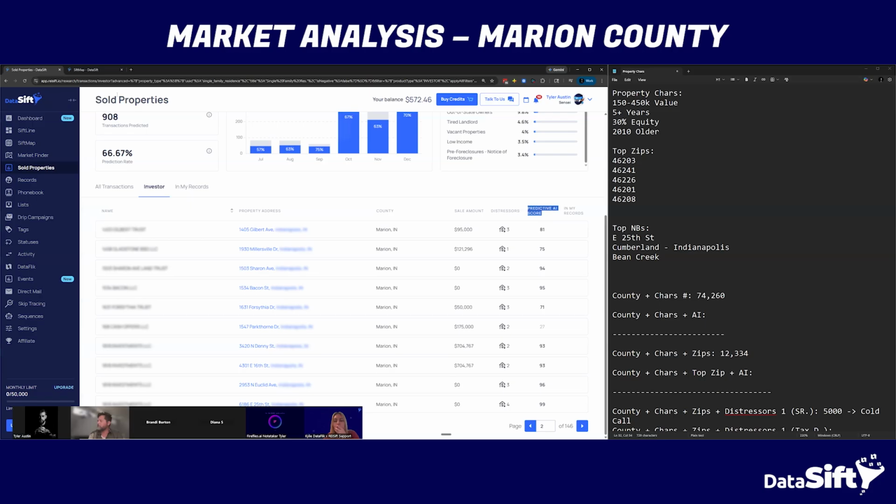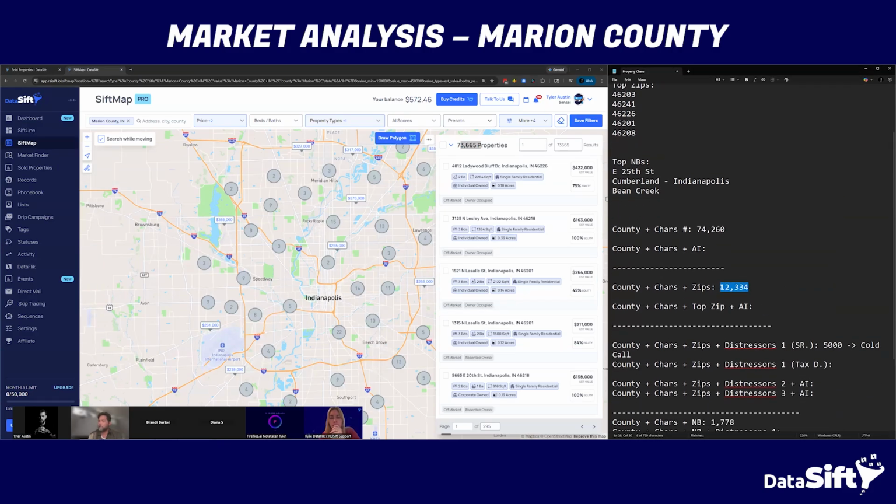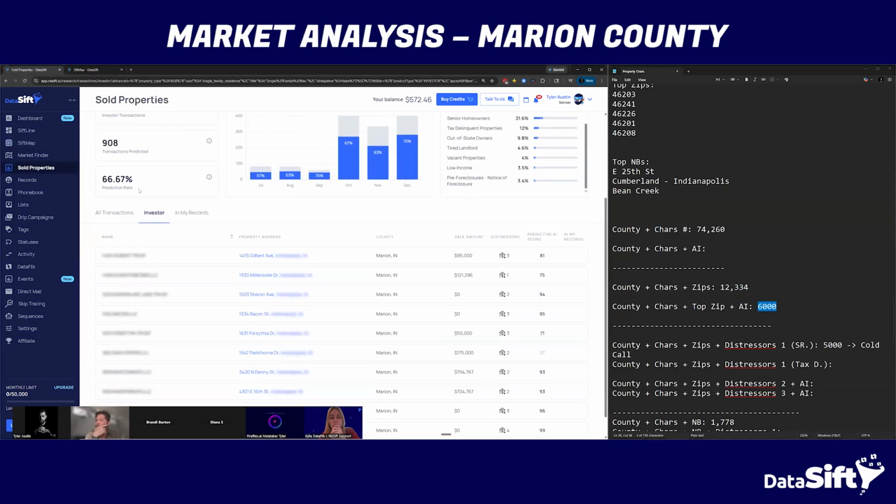Because even though, for example, I have these 73,000 people that meet my buy criteria, there's 12,000 in those right zip codes. Out of those 12,000 people, there still is a segment of them that are most likely to sell to an investor, right? And if I was to say that that's 6,000 people, for example, that have over a 50 AI score, then I can cut my direct mail in half, but still be in front of 70% of the people that we predicted that sold. You see what I'm saying?